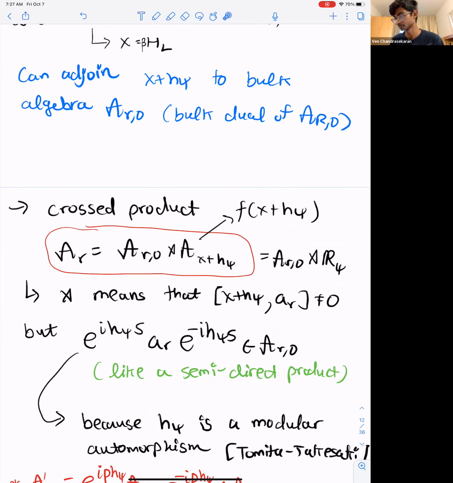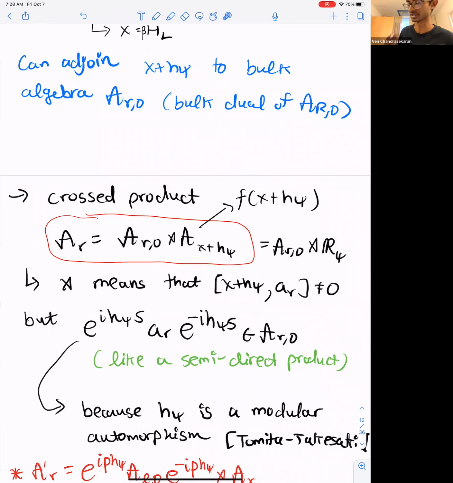So what is a cross product? I'm going to take the algebra of QFT operators, and I'm going to hit them with functions of X plus H psi. And this gives you something called a cross product because it's essentially an algebraic QFT version of a semi-direct product. What I mean by that is if you take any operator in the right algebra and you take its commutator with X plus H psi, that's going to give you something non-zero because this thing is just doing time-like boosts of this right operator.